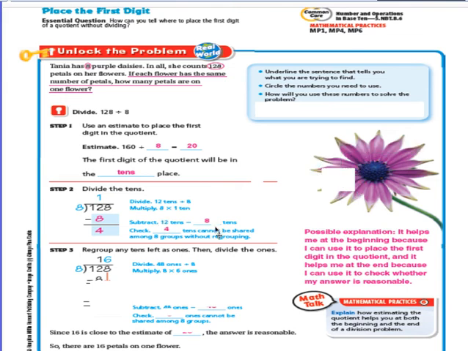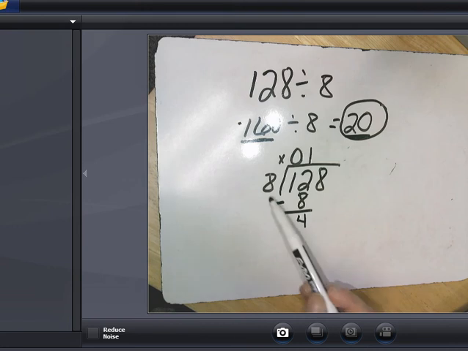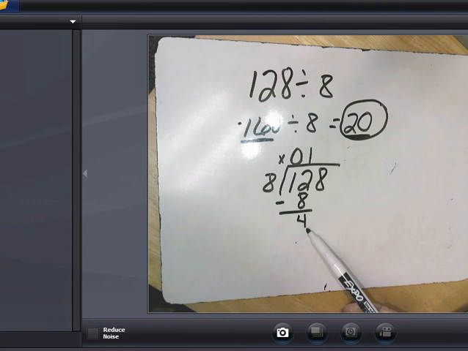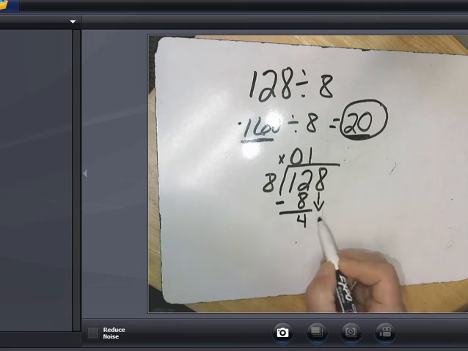And what did I have left over? I had 4 left over. So now we're going to go to the second step. Mine looks exactly like theirs. So we divided, we multiplied, and we subtracted. Our next step is you bring your next number down on that line so that we come up with a new number.